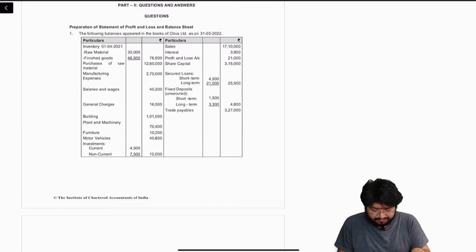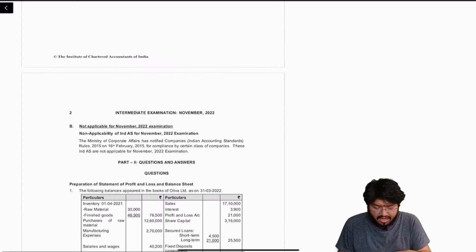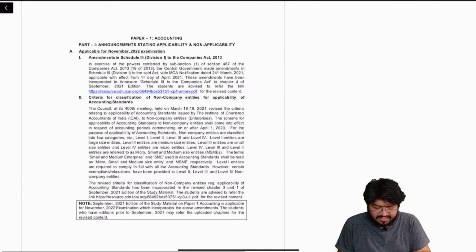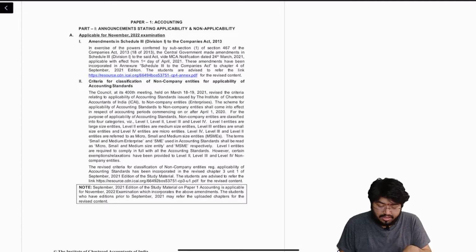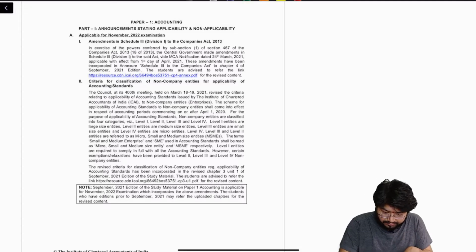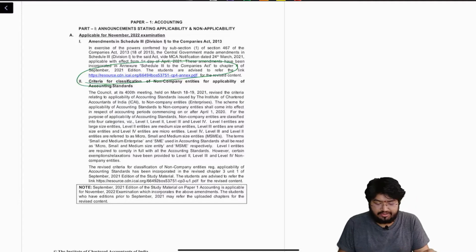So if you look at the RTP which is given by ICAI, they have given a couple of notifications specifically for this attempt, stating that you are supposed to go through the new Schedule 3 that is given. A couple of changes, of course, we have already discussed in our classes, so that Schedule 3 is what you are supposed to follow, and that alone you need to focus upon.